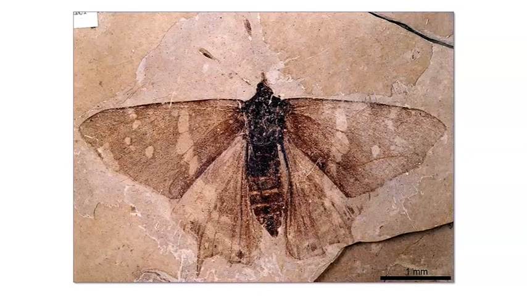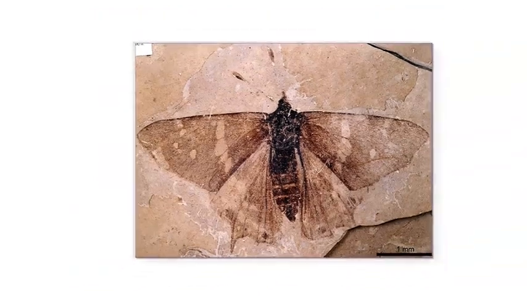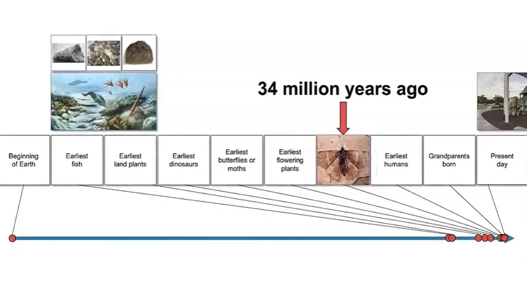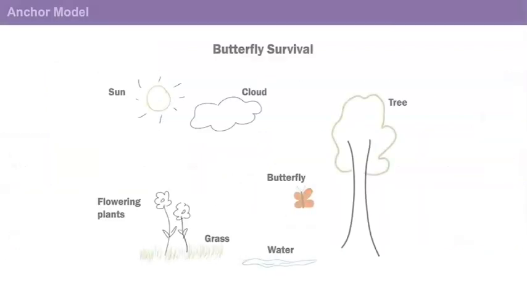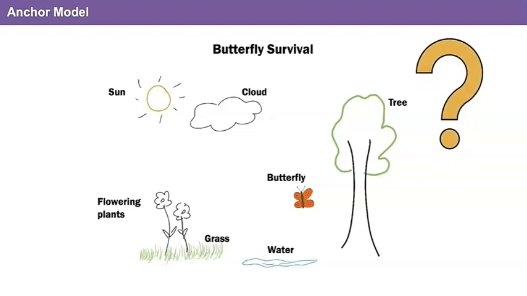That makes me wonder about something. This butterfly lived 34 million years ago, but I wonder, would the environment a butterfly needed to survive back then really be that much different from the environment a butterfly needs today? Let's revisit our anchor model, where we sketched our ideas about butterfly survival today. What do you think?